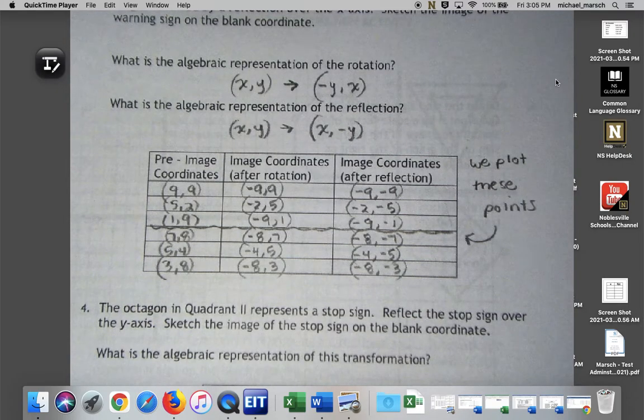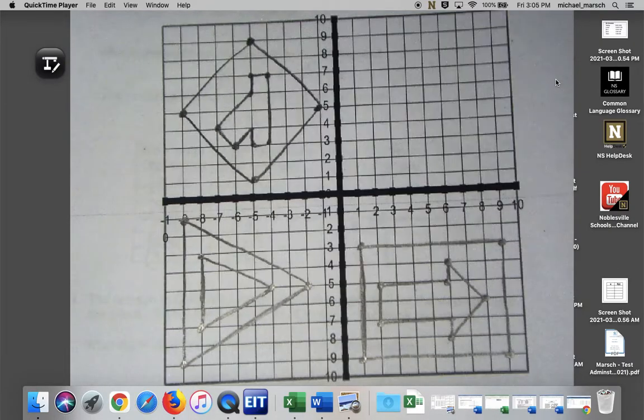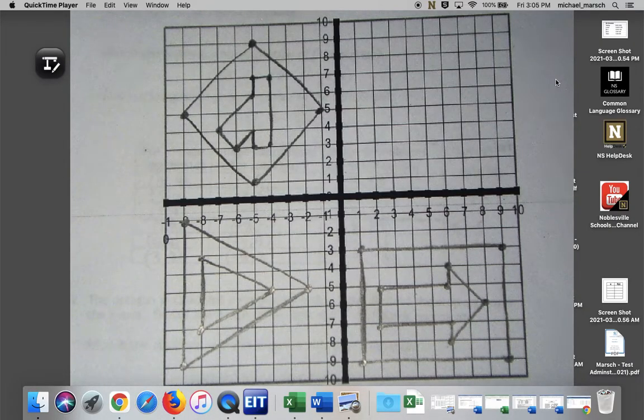So then your image should look like this. Coming around to check your papers.